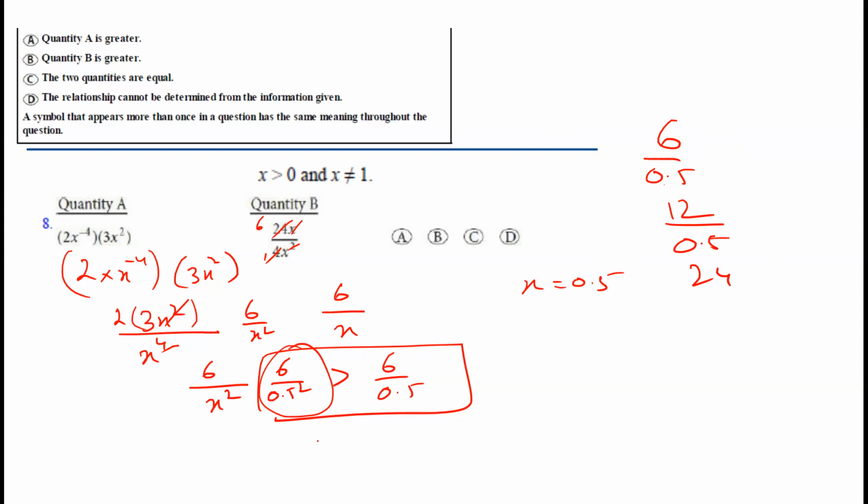But we need to be vigilant, because x is greater than 0, but x can also be greater than 1 as well. So take x equals 2: x squared and x. Now this would be 6 divided by 4, and this would be 6 divided by 2, that is 3. So 6 divided by 4 is 1.5, and 1.5 is actually less than 3. So we don't know whether quantity A is greater than B or less than B. So we don't know. Hence option D is correct.